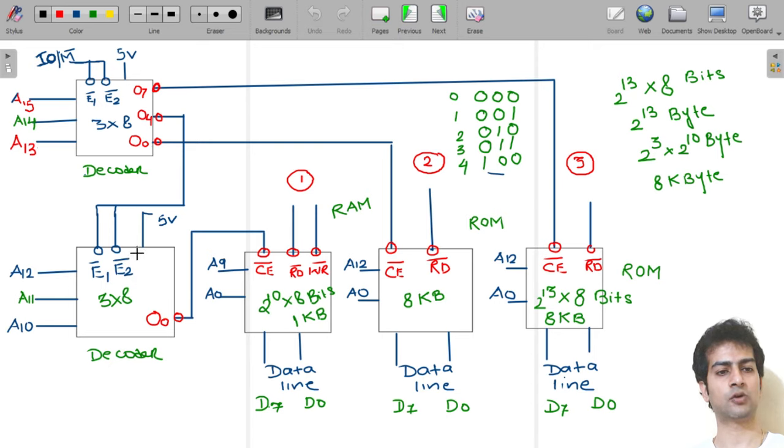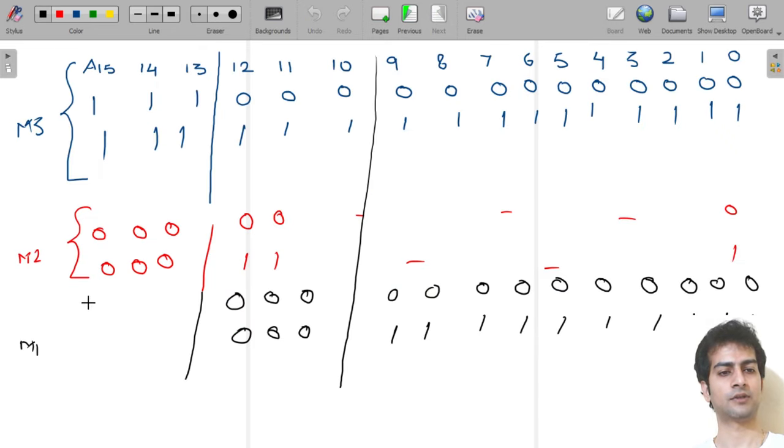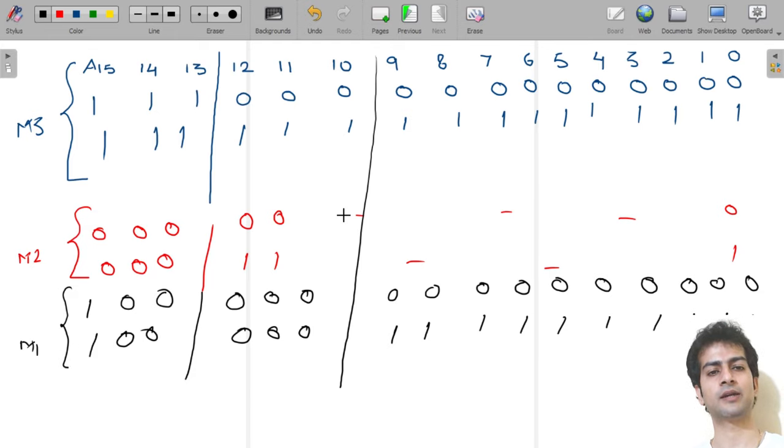Now see, this decoder will be enabled when O4 of this decoder is enabled. When will O4 become enabled? When we have 100 here. So write it here: 100, 100. Convert it into hexadecimal, you will get the answer.